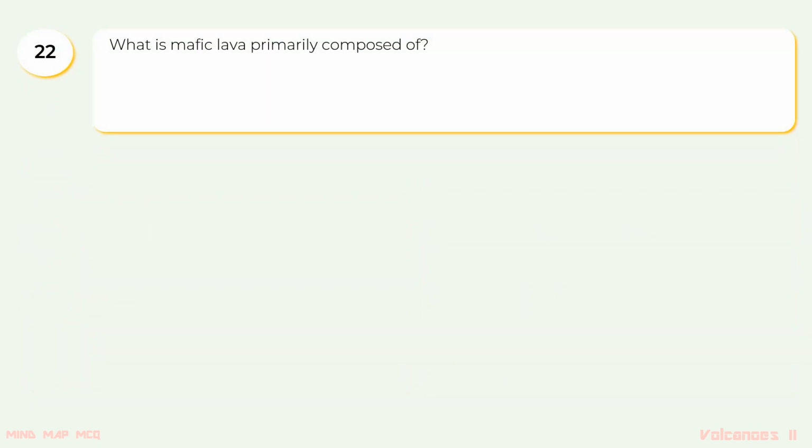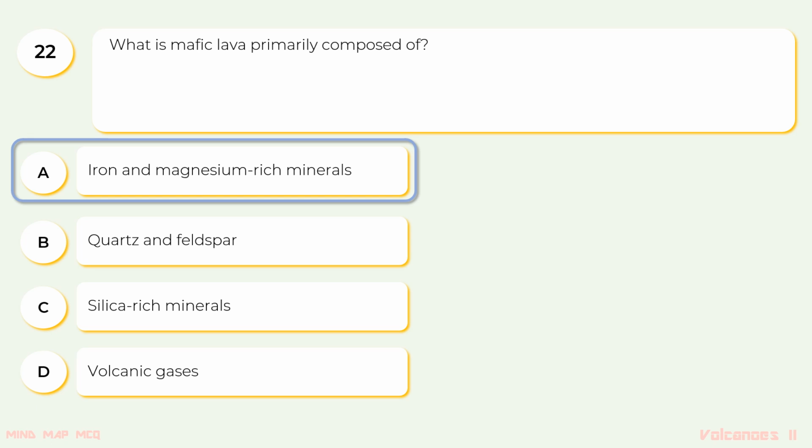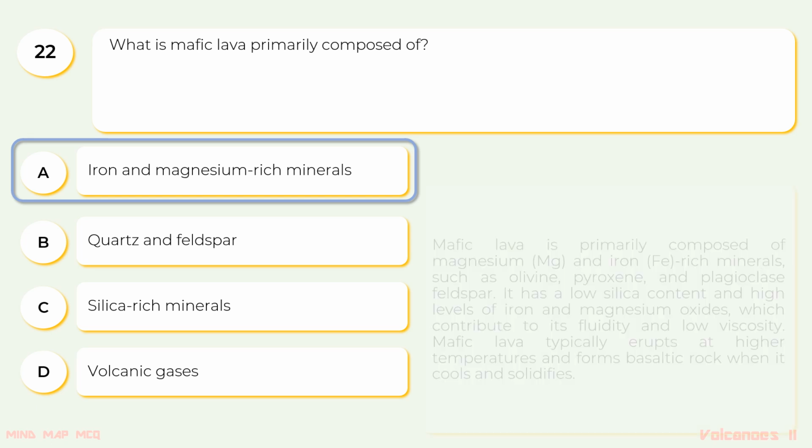22. What is mafic lava primarily composed of? Options are A. iron and magnesium rich minerals, B. quartz and feldspar, C. silica rich minerals, D. volcanic gases. The correct option is A. iron and magnesium rich minerals.